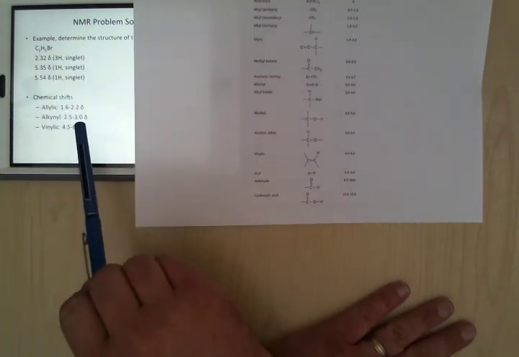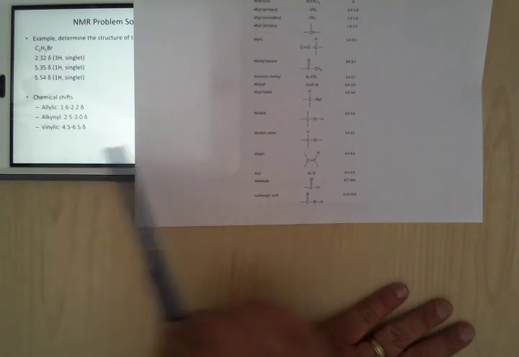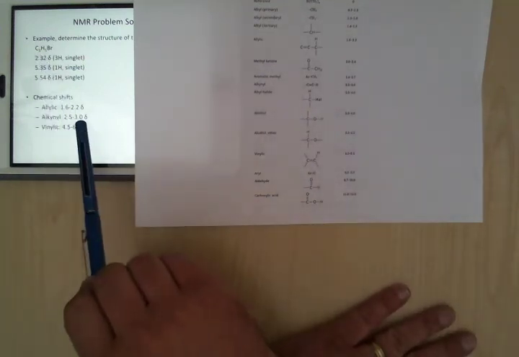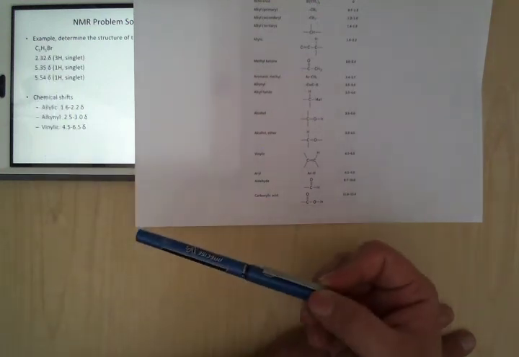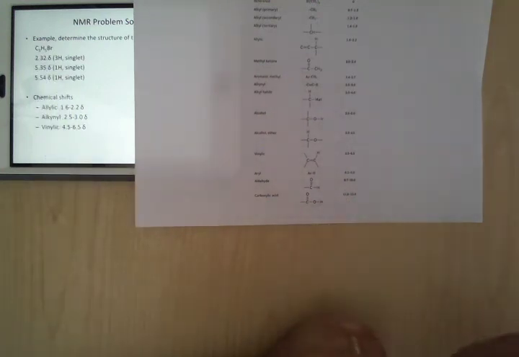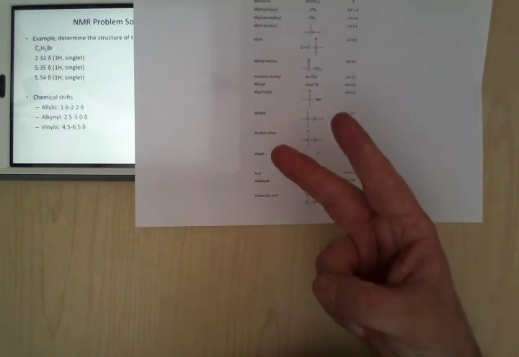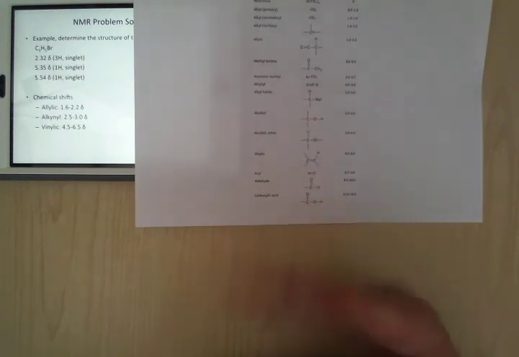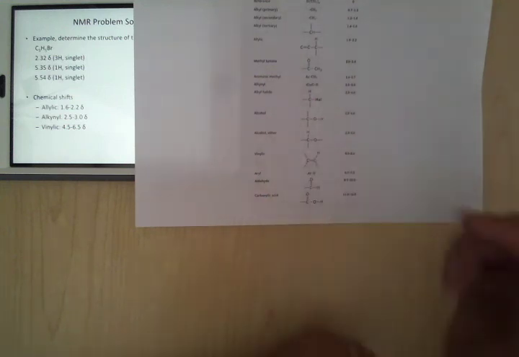Alkynyl, right? So that would be 2.5 to 3, so that would be close to this, okay? But it can't be alkynyl. Why? It's because alkynes have 2 degrees of unsaturation. We only have 1, okay? So it can't be an alkyne, so we can actually get rid of that one, okay?